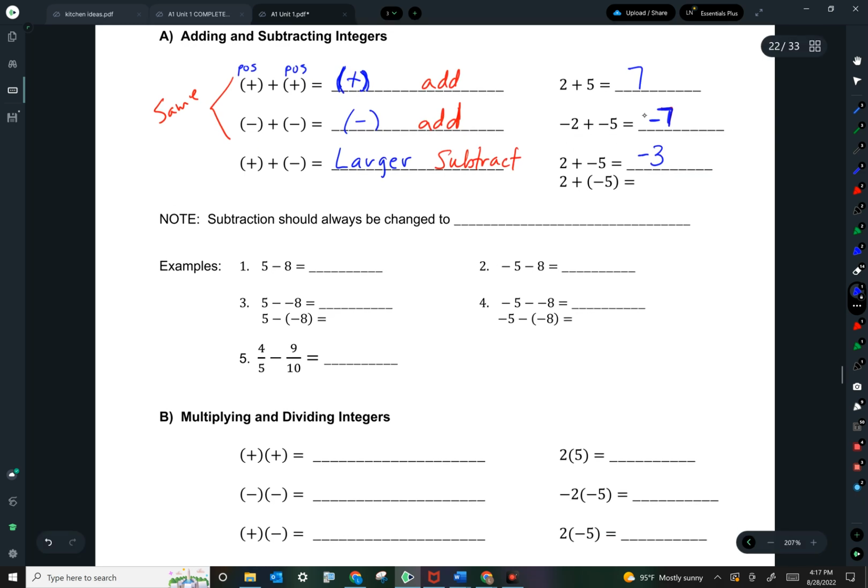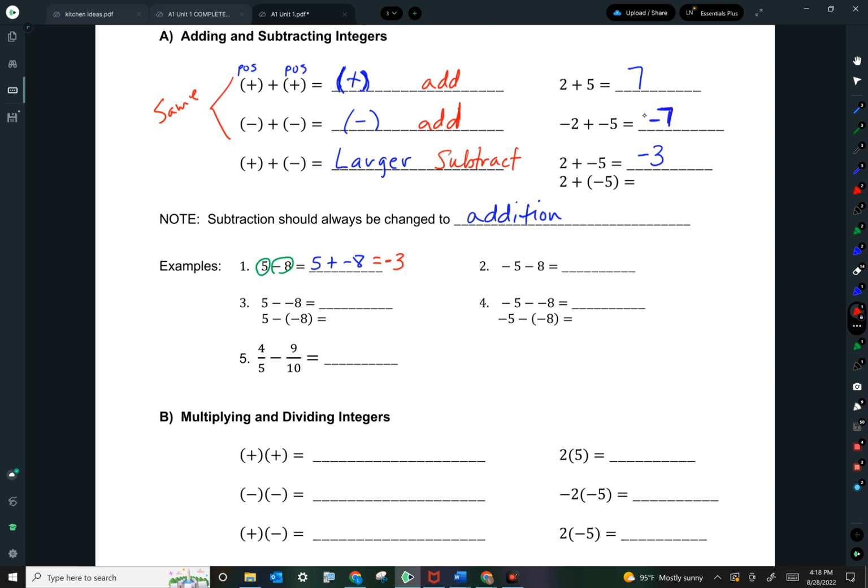Now, subtraction should always be changed to addition. I know you know this, but I'm going to change it a little bit based on how you've seen it. The way you would have been taught is to say, if it's 5 minus 8, we're going to think of it as 5 plus negative 8. And that's correct. But what I'm going to tell you is you don't have to rewrite it. If you just look at the problem, I see a positive 5 and a negative 8. I know I have different signs, so I subtract, and then I take the sign of the larger.